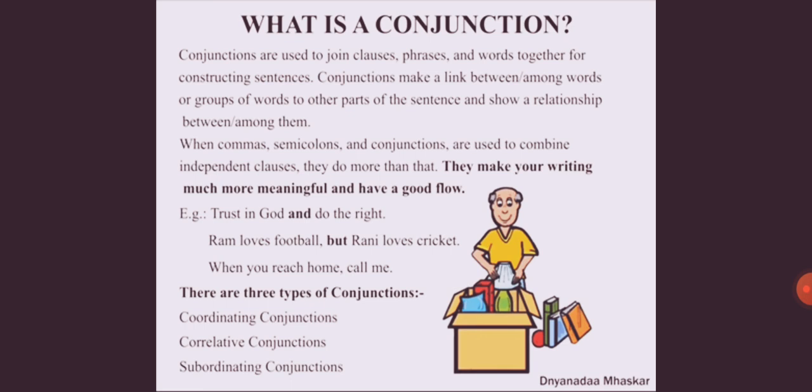Let us see some examples. Trust in God and do the right. Ram loves football, but Rani loves cricket. When you reach home, call me. There are three types of conjunctions: coordinating conjunctions, correlative conjunctions, and subordinating conjunctions. Let us study each one of them individually.